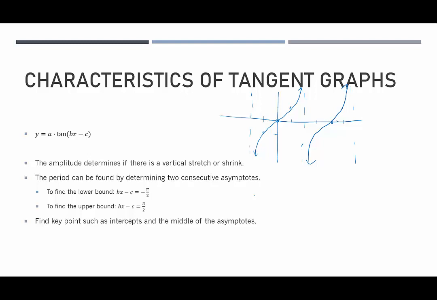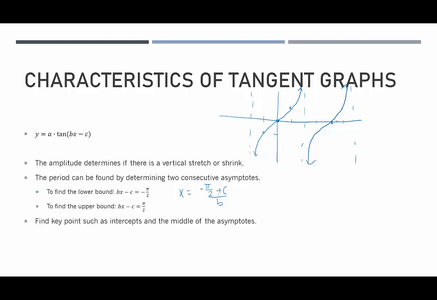In order to find the lower bound asymptote, the one that's at negative pi over 2, we take what's within the function, within that tangent, and we set it equal to negative pi over 2 to find the lower bound. Then we solve for x, so we have x equals something. I guess in this case it would be negative pi over 2 plus c all divided by b. That's a little gross looking, and normally it's not going to look like that. And that would tell us where the lower bound vertical asymptote is for one period.